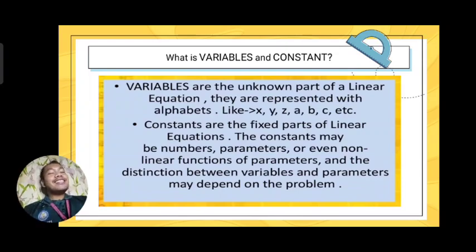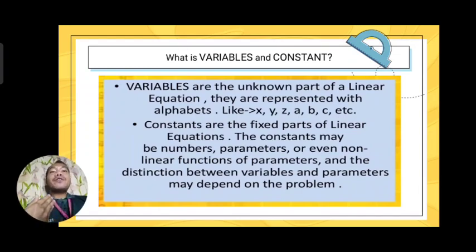So first, let us define what are variables. Variables are the unknown part of a linear equation. They are represented with alphabets like X, Y, Z, A, B, C, etc. So meaning, any variables that we consider are the alphabet. So yeah, that's the variables.